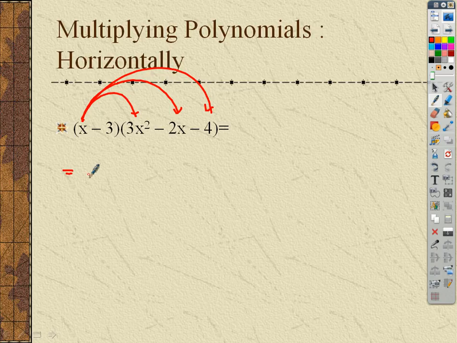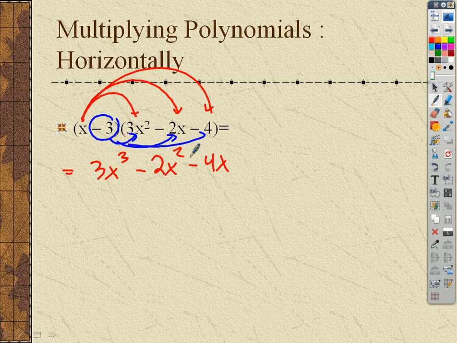x times 3x squared is 3x cubed. And I want to keep columns for each power of x now. x times negative 2x. Negative 4x. And then I could just keep going. Now I could distribute the negative 3.